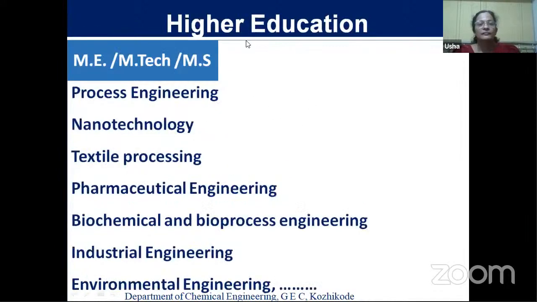Then next are the higher studies options. Higher studies means here ME, MTech and MS. These are some specializations for the MTech and MS branches: process engineering, nanotechnology, textile processing, pharmaceutical engineering, biochemical and bioprocess engineering, industrial engineering, and environmental engineering. You can do the MS in foreign universities also. That is also available, and MS in IITs and NITs is also available. For MTech, after obtaining the GATE score, you can get admission in IITs and NITs.